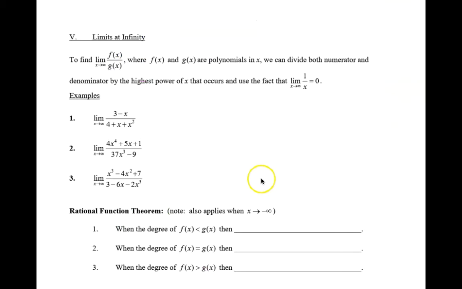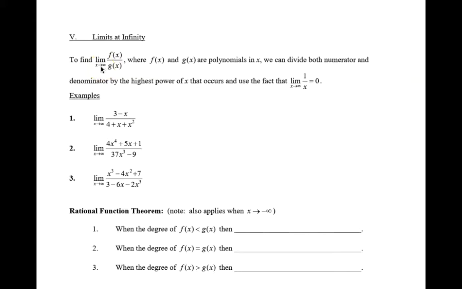The last type of limit that we'll be talking about today are limits at infinity. And these we deal with many times with just rational functions where you have f divided by g and where f and g are both polynomials. And this goes back to what you learned in Algebra 2, Algebra 2 honors, pre-calc honors.